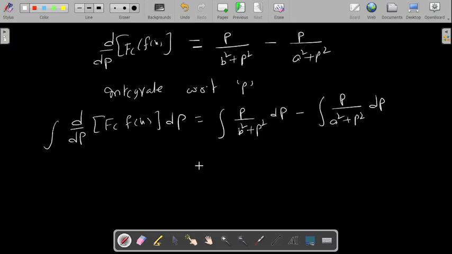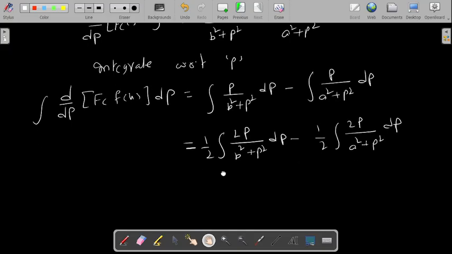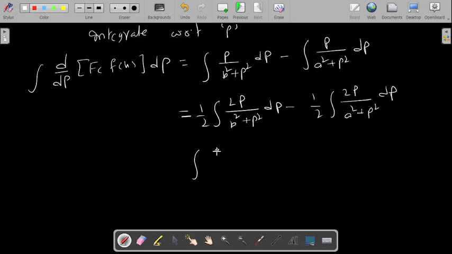Now multiply and divide by 2: 1 by 2 integral 2p by b square plus p square into dp, minus 1 by 2 integral 2p by a square plus p square. Why am I multiplying and dividing? Because integral f dash of x by f of x dx. This value will be log f of x.